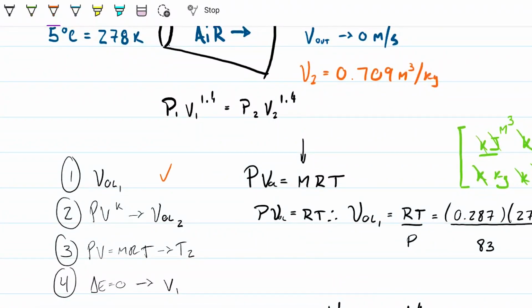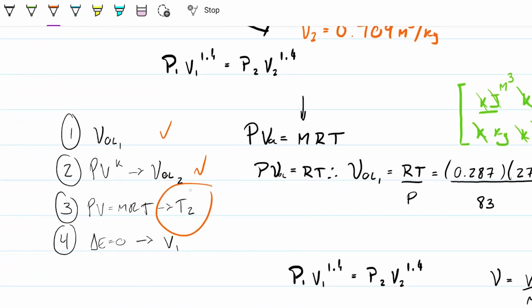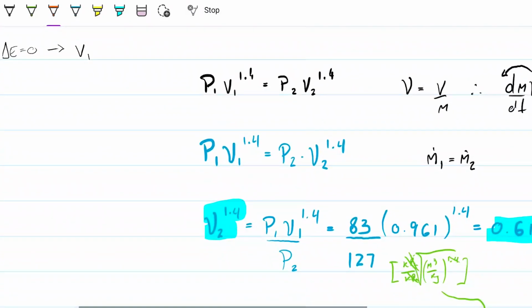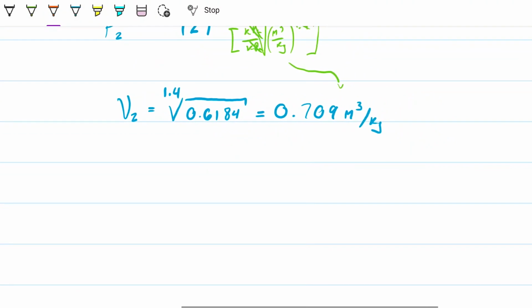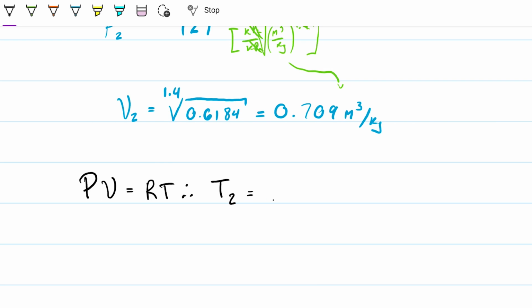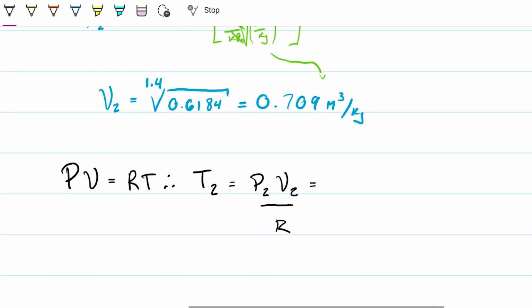So I've done this, then I got this, and now that I have, I can define the temperature, which is what I'm looking for. So T2, how do I go about getting T2? Well, once again, our magical equation, P times specific volume equals RT, and therefore my T2 will be my P2 times specific volume 2 divided by my R, all of which I have.